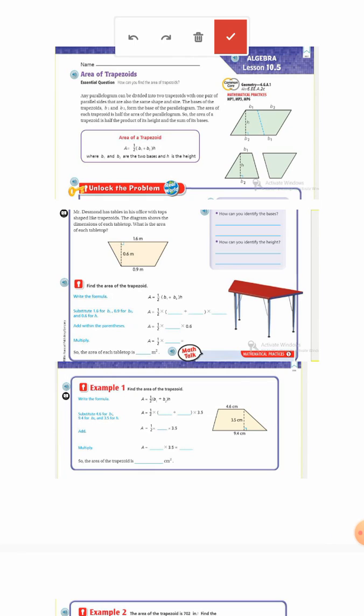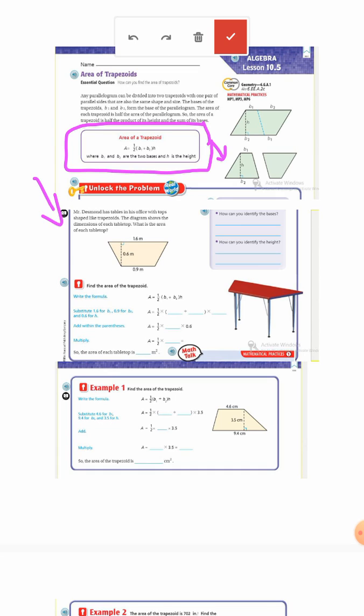As you see on the right, we have the shape of a trapezoid. We have B1 and B2, which means base 1 and base 2. The distance between B1 and B2 is called the height. So the area of a trapezoid is A, which means area, equals one half, B1 plus B2, multiplied by the height. We are going to use this formula for getting the area of a trapezoid.